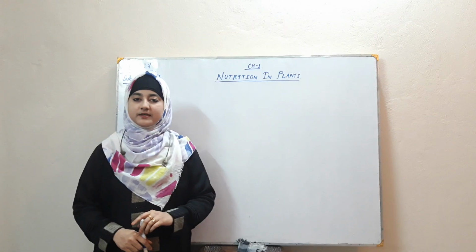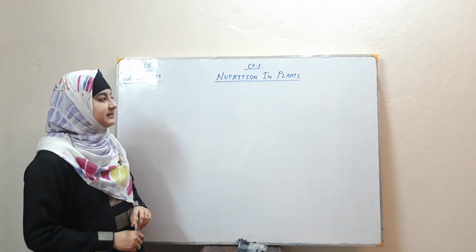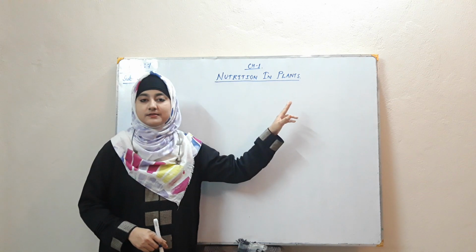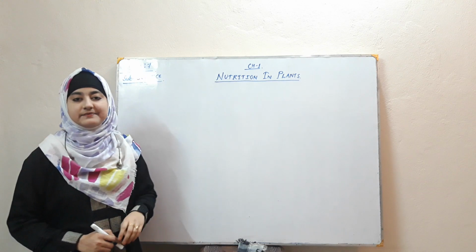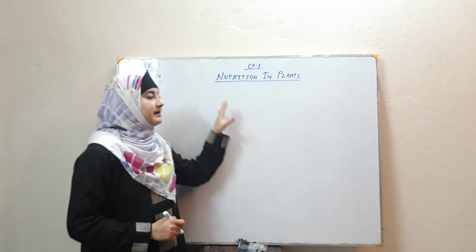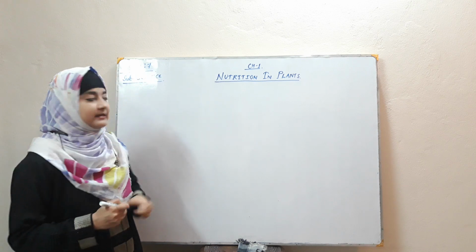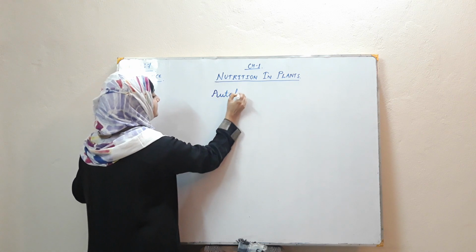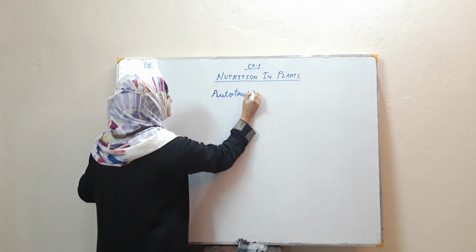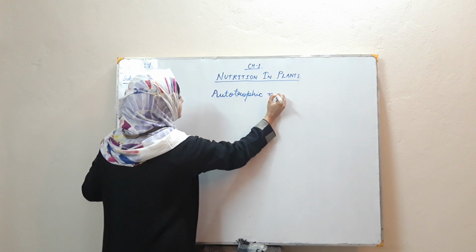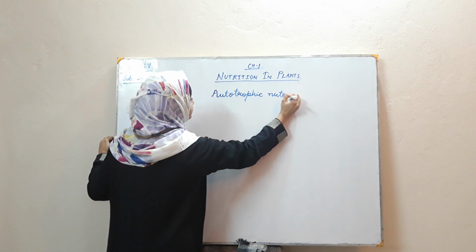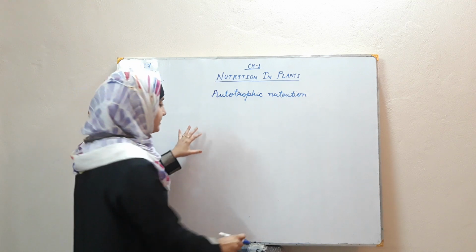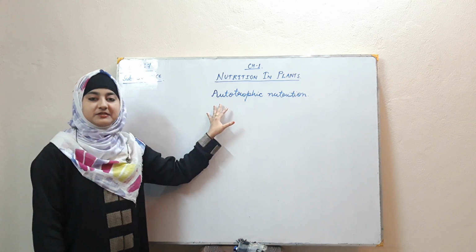So good morning everyone. I have already started my video on the topic nutrition in plants, which is the first chapter of class 7 science. I have already completed this topic till autotrophic nutrition and its types. I have already discussed autotrophic nutrition and its types.